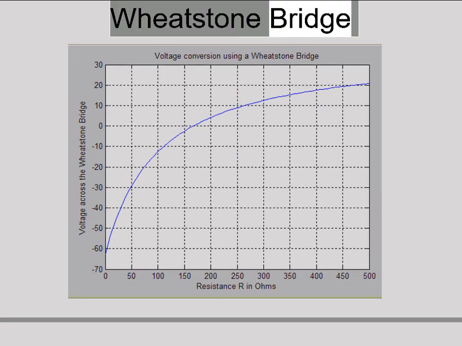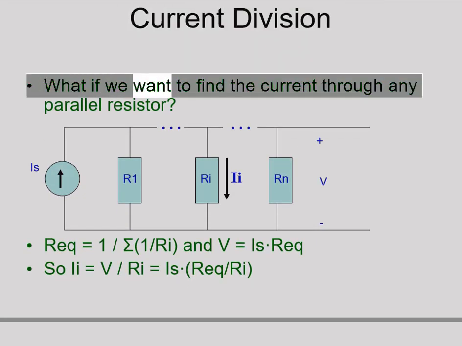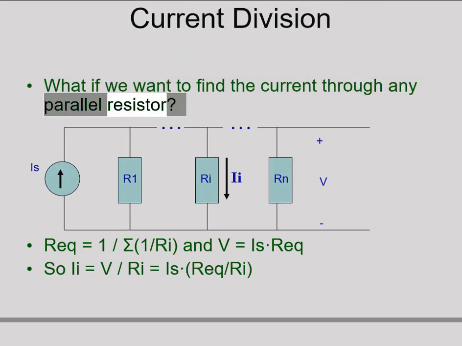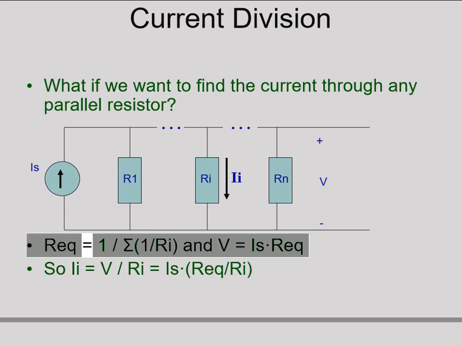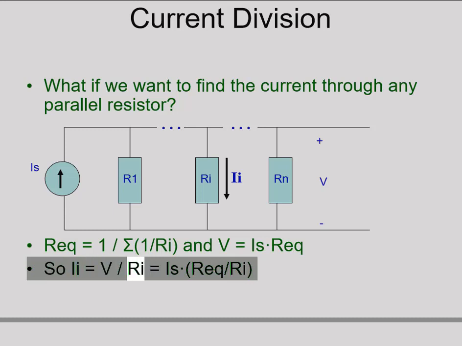Current division. What if we want to find the current through any parallel resistor? Req equals 1/sigma(1/Ri), and V equals Is Req, so Ii equals V/Ri equals Is Req/Ri.